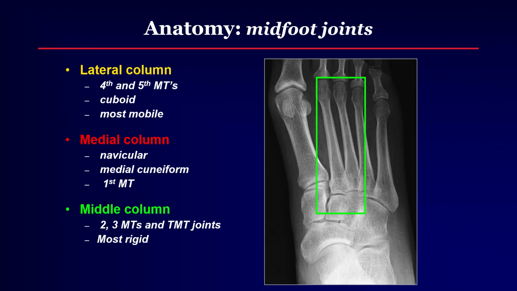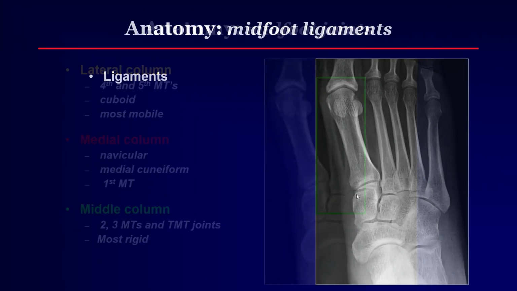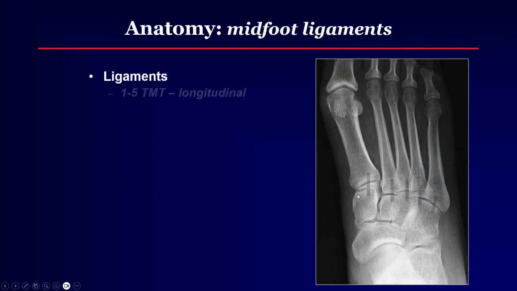And you notice a lot of times we'll see pretty severe arthritis in those second and third TMT joints, and it may be because of this situation where that is the most rigid part. That's also where our Lisfranc interval lives. All right, so midfoot ligaments.